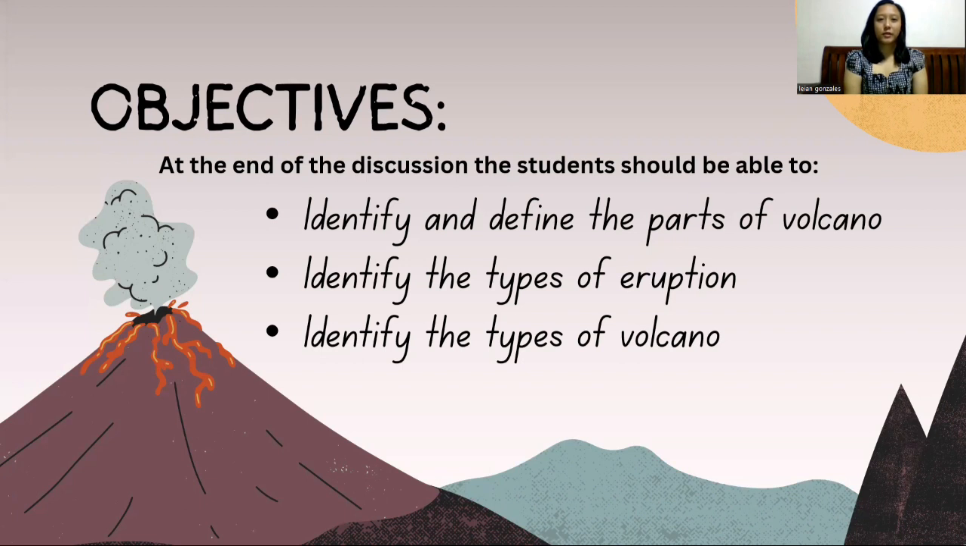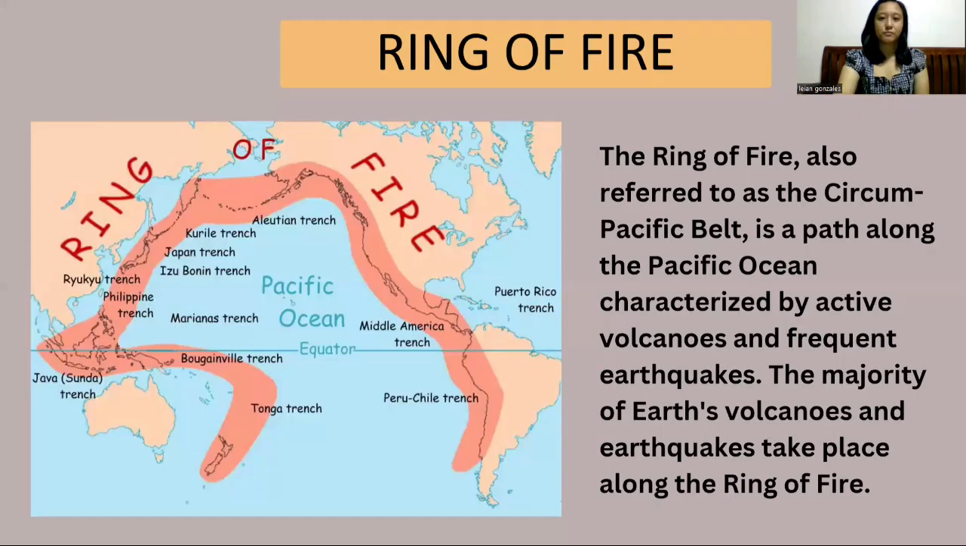At the end of the discussion, the student should be able to, first, identify and define the parts of a volcano. Number two, identify the types of eruption. And number three, identify the types of volcano.